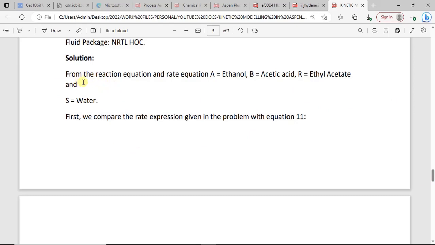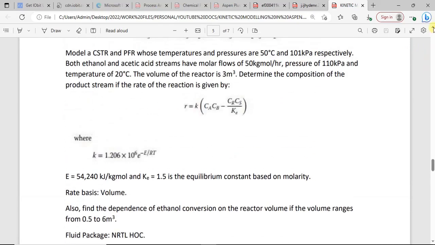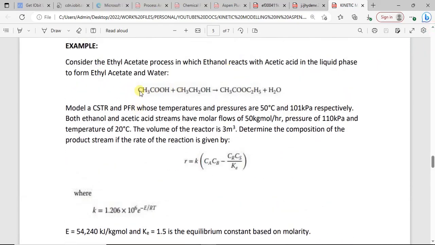From the reaction equation and rate equation, if you compare the two, A would be ethanol, B will be acetic acid, R will be ethyl acetate, and S is water. Why that is said is because this is the reaction equation: you have ethanol plus acetic acid to give you ethyl acetate and water, and this is a reversible process.